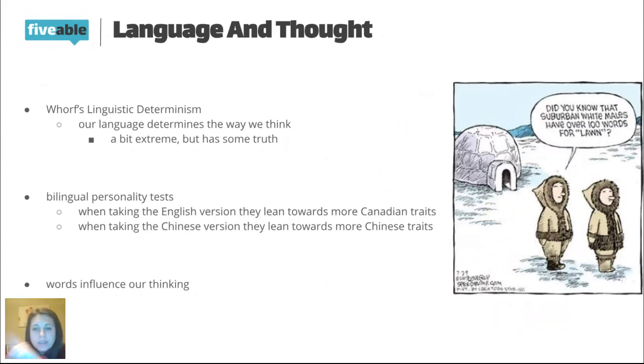They then gave those same people the test in Chinese, and the results were actually different. The same exact people taking the same exact personality test, just in a different language, had different results. And so in the Chinese version, they lean towards more Eastern traits, dealing with collectivism and being a part of the group and looking at what's best for everyone and not just yourself.